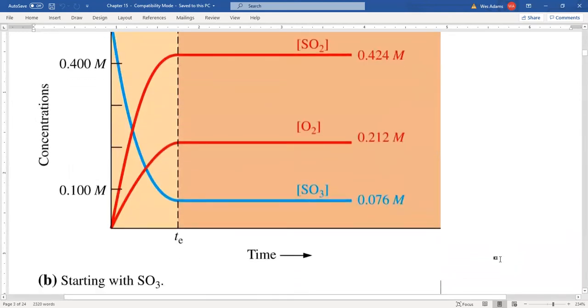If we start with SO3, the reaction would just go in the reverse way, and the SO2 and the O2 will grow in and the SO3 will diminish. There's nothing wrong with either way because you can approach equilibrium from any direction. We could have just as easily started with a mixture of all the species and figured out an equilibrium as well.